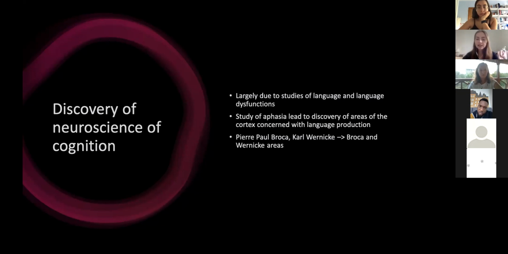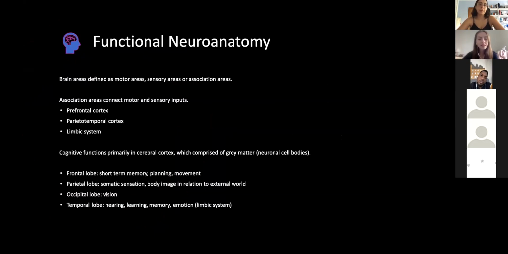And it was actually these two scientists, Pierre-Paul Broca and Carl Wernicke, who, by studying these areas, discovered language, and by discovering language discovered how we think and our processes in connection with that. So to go over a little bit of functional neuroanatomy, I'm not going to bombard you here because we're all medical students, most of us at least, and we either have or will learn this.